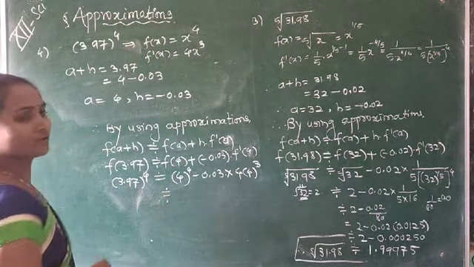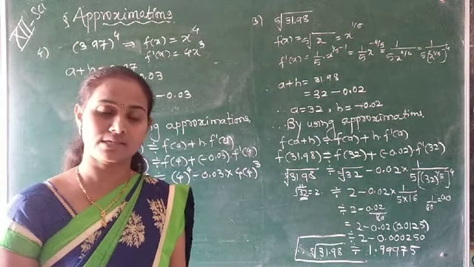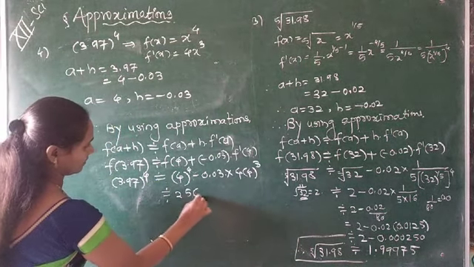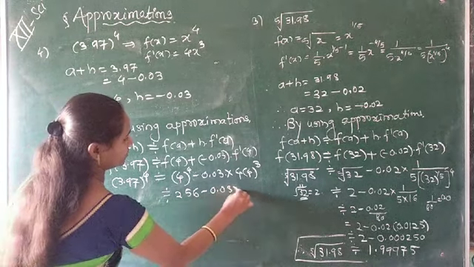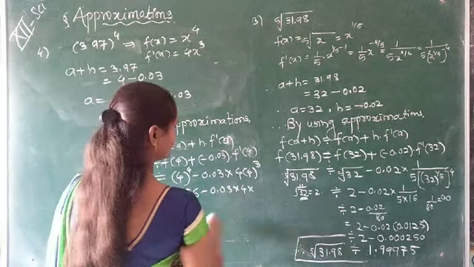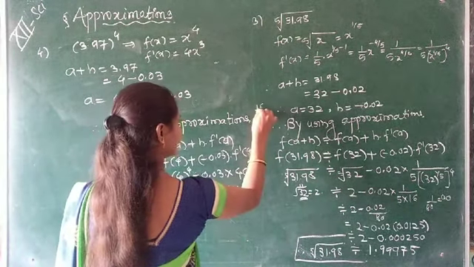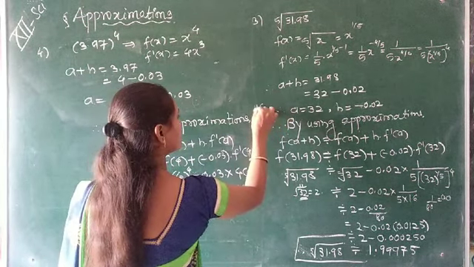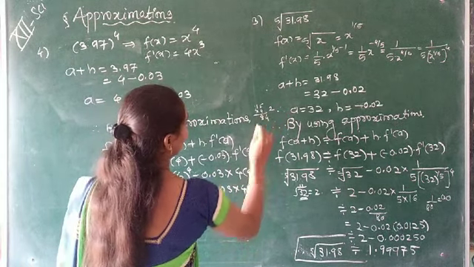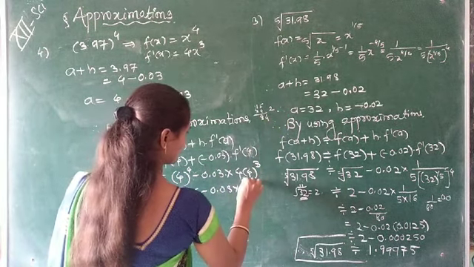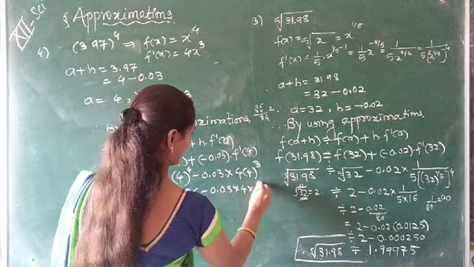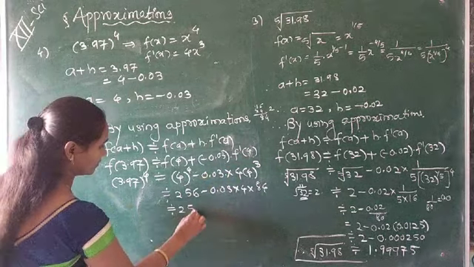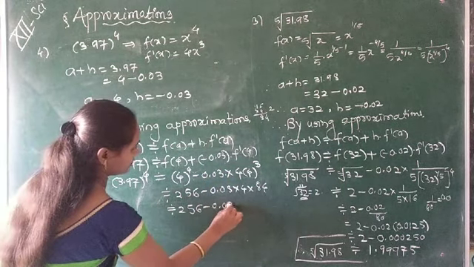Now 4 raised to 4. 4 square is 16, and again 16, 16 16s are 256. 0.03 into 4 and 4 cube. 4 cube, that is 64, which is 0.03 into 64. That means it is again 4 raised to 4, 256 minus 0.03 into 64.